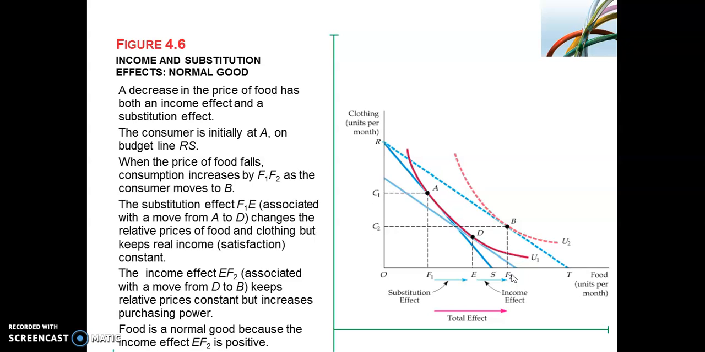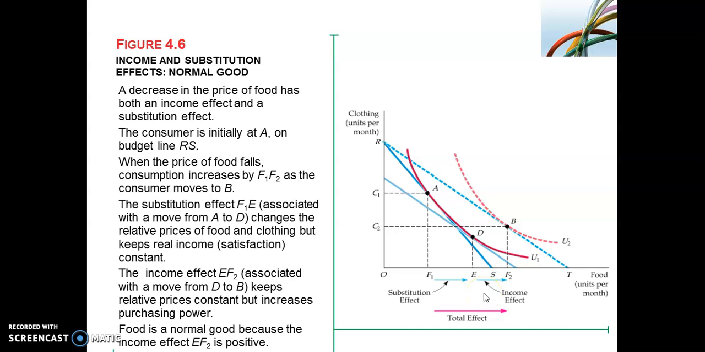And hence, since food is a normal good, we can see that this income effect is positive, right? With income increasing, the consumption of food has increased. Therefore, it implies food is a normal good because the income effect is positive.